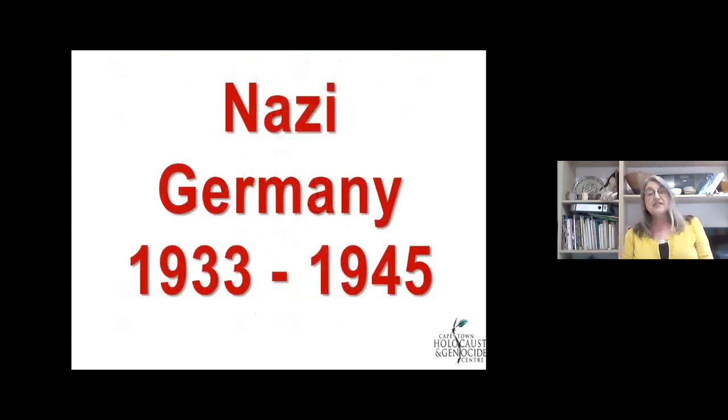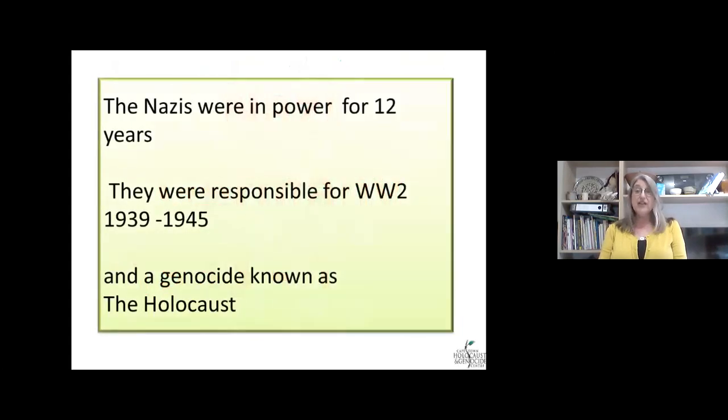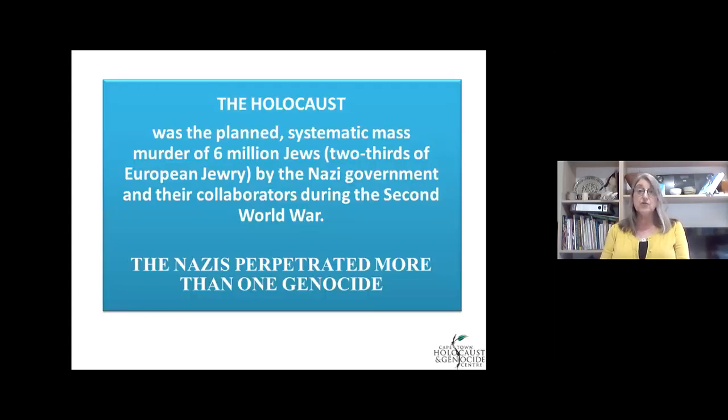Nazi Germany was a racist state from 1933 to 1945. And that is actually only 12 years, which historically is not a very long time. But within those 12 years, they were responsible for a Second World War, which took place between 1939 and 1945. And they were responsible for a genocide known as the Holocaust. So what was the Holocaust?